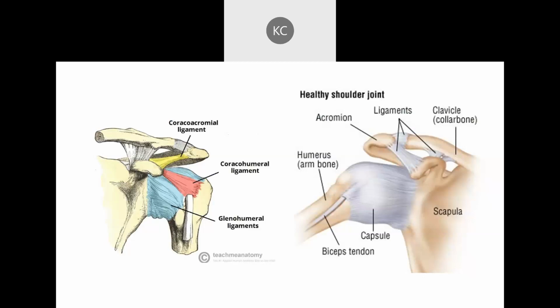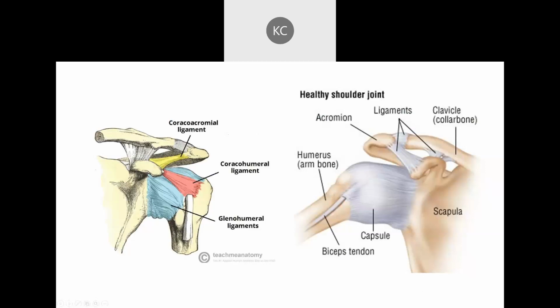So because the shoulder is extremely mobile, you can move it a lot, it is relatively unstable. But it is somewhat stabilized by the muscles that we just mentioned, as well as these ligaments. These ligaments are named just according to the bony landmarks that they attach to. So the coracoacromial ligament attaches to the coracoid process, so coraco, and the acromion process, acromial, right?